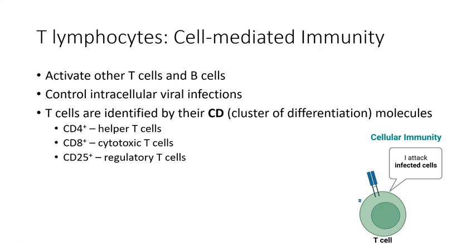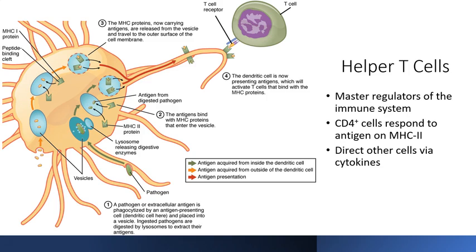As you may have noted, we can identify T cells through specific markers on their cell surface called cluster of differentiation, or CD molecules. Our helper T cells are often identified as CD4 T cells, while our cytotoxic T cells are often identified as CD8. You may see CD25 T cells, and these are the regulatory T cells that help dampen the immune response.